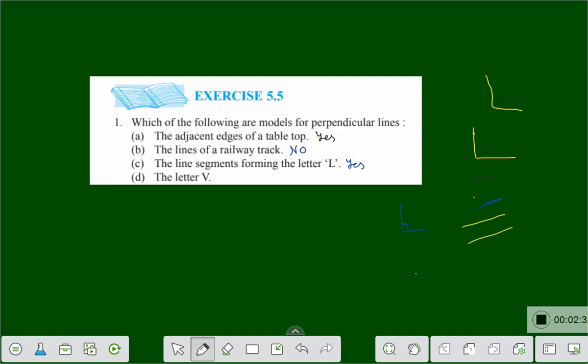Now letter V. Letter V is like this. You see, letter V is like this. Right? And it is not 90 degrees. Therefore, it is no. This is the solution of question number 1.